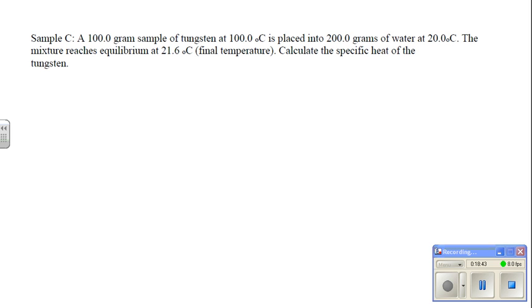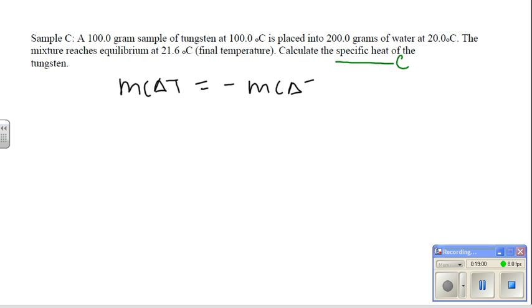Okay, this time the unknown is specific heat. Hopefully you've recognized that specific heat is this letter C in all of our calculations. So I'm going to set up my calculations. I've got MCΔT is equal to negative MCΔT. I'm going to plug in what I know. I'm going to say the left side is going to be tungsten. And the right side is going to be water. Okay. So the mass of the tungsten, I know what that is. It's 100 grams. I don't know C, which is the specific heat. That's what I'm trying to figure out.